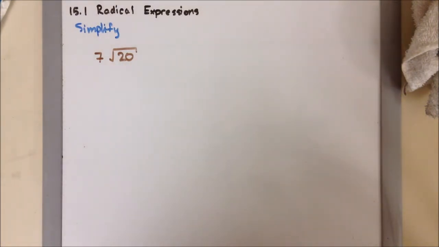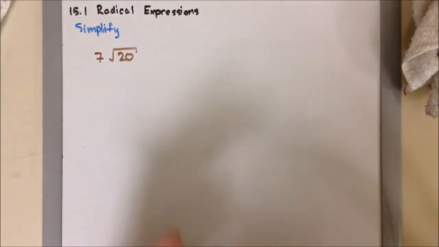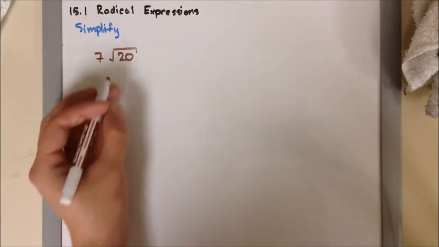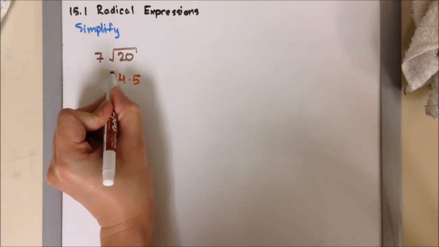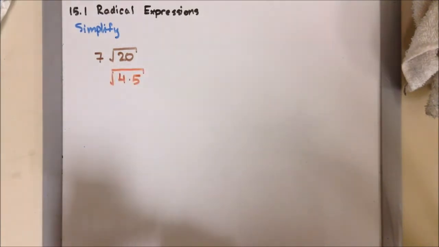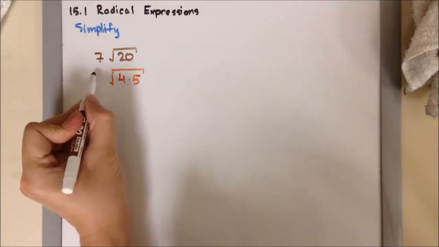But since we need to simplify the square root of 20, we're going to do the same thing as before. We're going to break 20 down into 2 numbers. The perfect square number that can go into 20 is 4. So I'm going to break the square root of 20 into 4 times 5. And then I'm just going to bring down the 7. Again, the 7 is still there, it doesn't disappear.